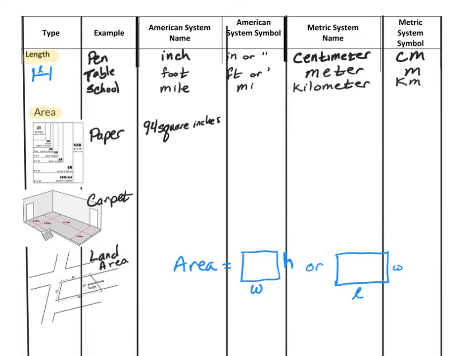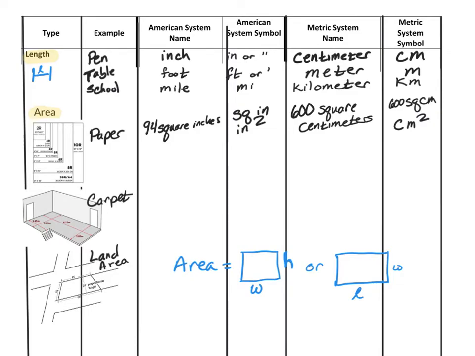There are 2 common ways to abbreviate square inch. We can use SQ IN, or IN and then square that. In the metric system, we would see that this is about 600 square centimeters, and that would be abbreviated in one of 2 ways, SQ CM or CM squared. Generally, we use CM squared.